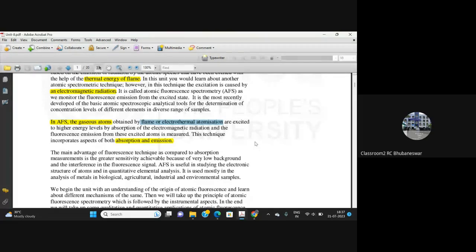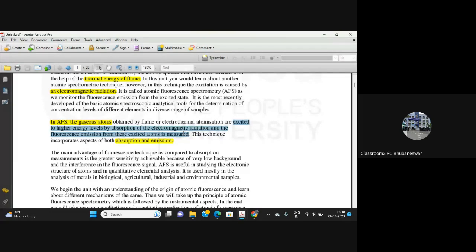But after atomization, the atoms get excited to higher energy levels by absorption of electromagnetic radiation, and the fluorescence emission from these excited atoms is measured. Like the way we have already studied fluorescence spectroscopy, here also we are going to do that.